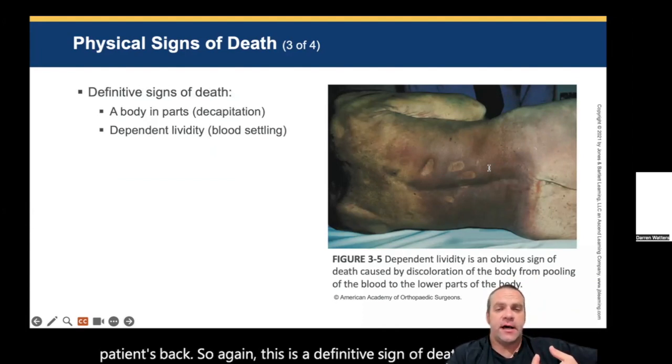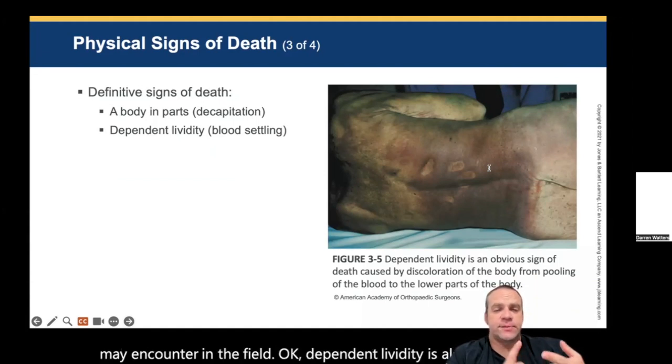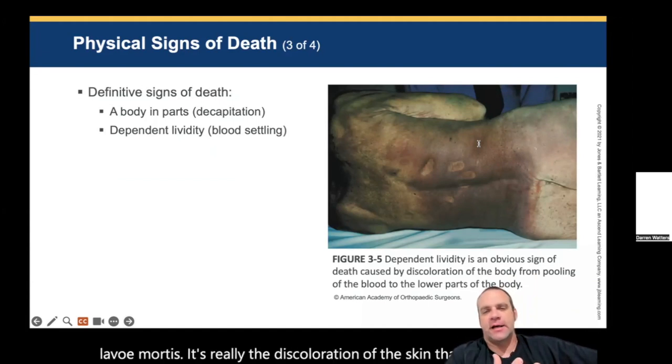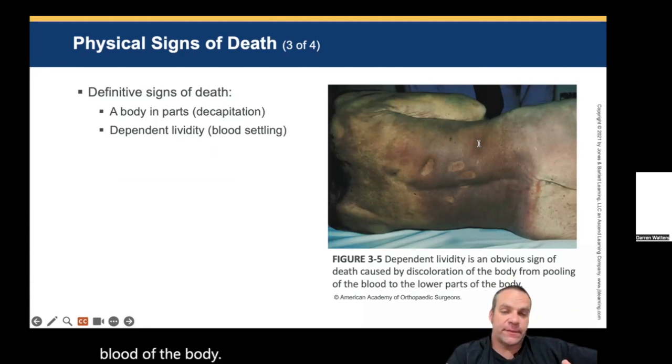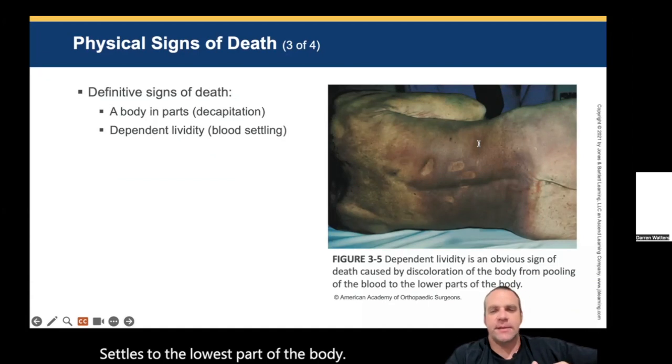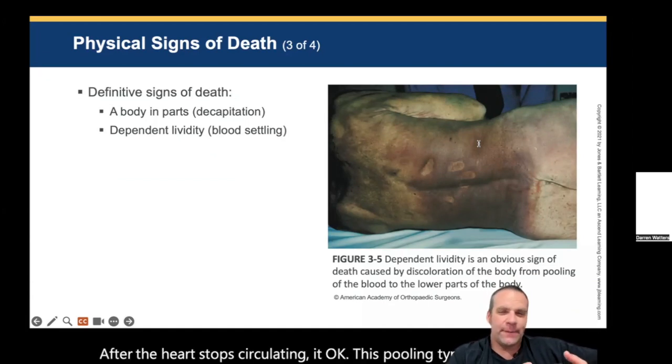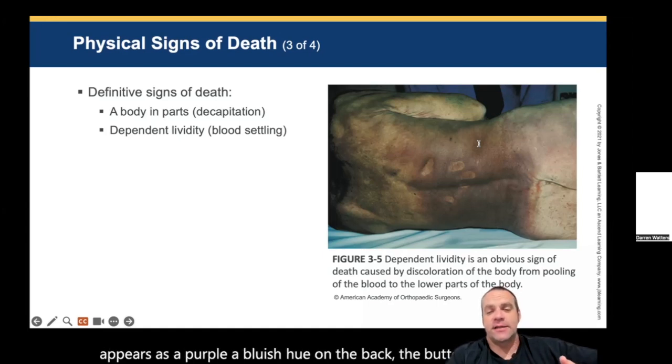Dependent lividity is also called livor mortis. It's really the discoloration of the skin that occurs when the blood of the body settles to the lowest part of the body after the heart stops circulating it. Okay, this pooling typically appears as a purple, bluish hue on the back, the buttocks, or the sides. Really, it just depends on how the patient is positioned.